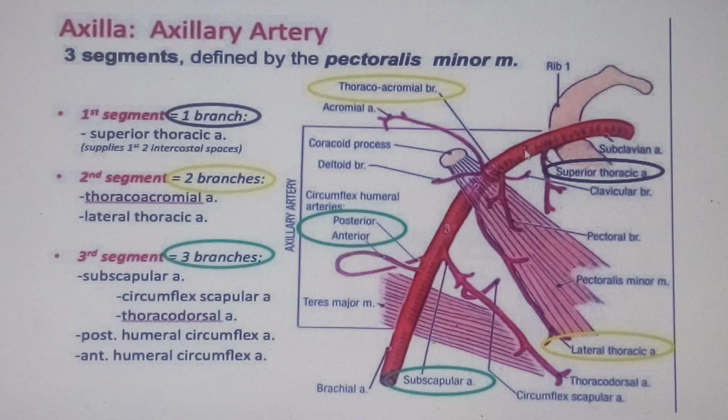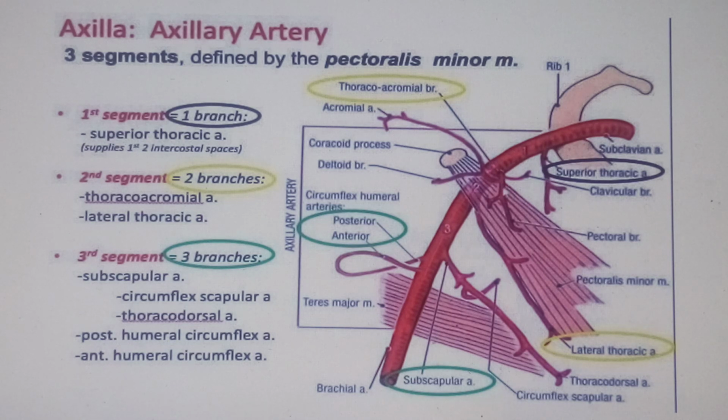Yes, it's from a higher portion, and it will go downwards along the medial border of the pectoralis minor muscle. So that's what we find. This guy over here is the superior or the highest thoracic artery. Then I told you that it is called hotel spa.